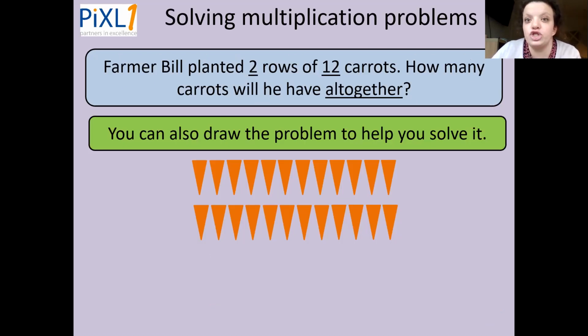Farmer Bill planted 2 rows of 12 carrots. How many carrots will he have altogether? So you can also draw it to solve the problem. So pause the screen now and have a go at drawing Farmer Bill's 2 rows of 12 carrots. Off you go.